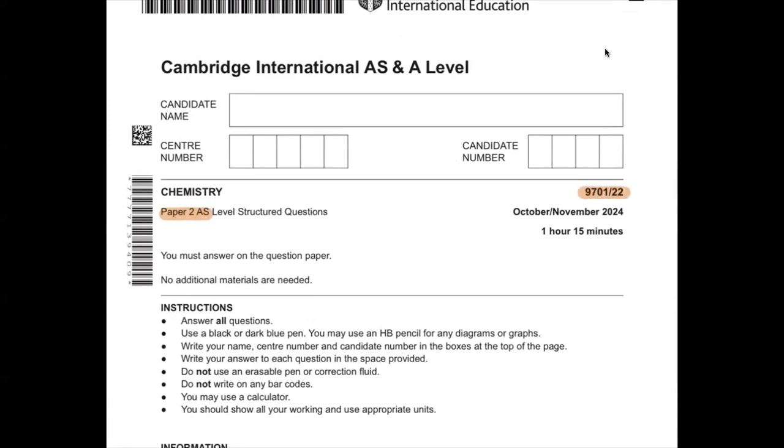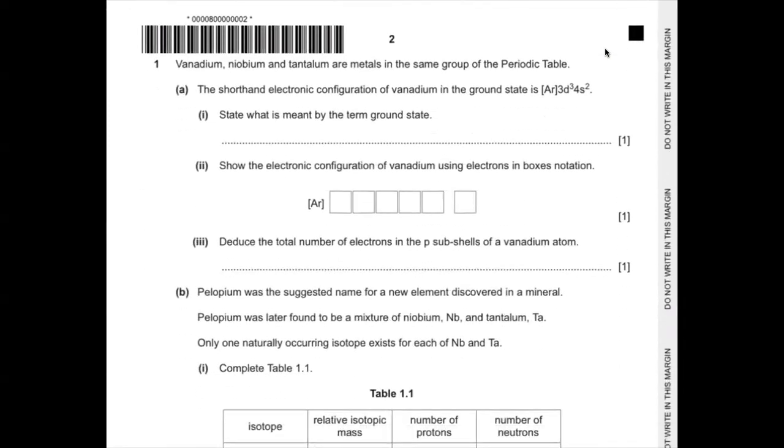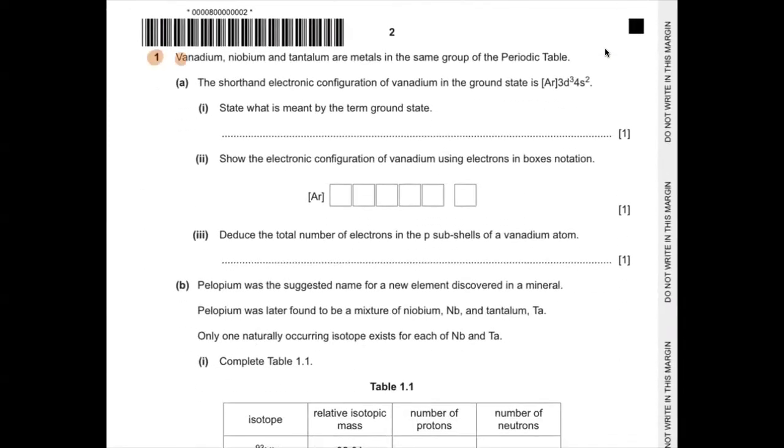It's 970122 October November 2024. So let's move to question number 1. Vanadium, niobium and tantalum are metals in the same group of the periodic table. The shorthand electronic configuration of vanadium in the ground state is argon and the leftover electrons are written as 3d3 4s2. Till argon we have 18 electrons.